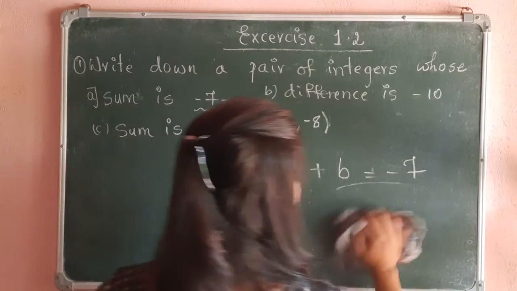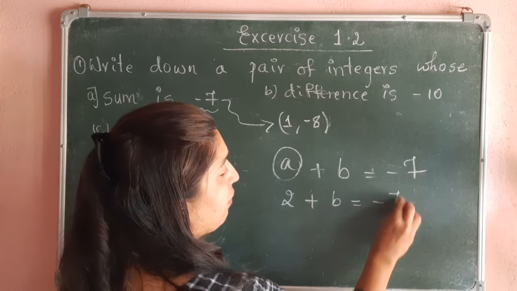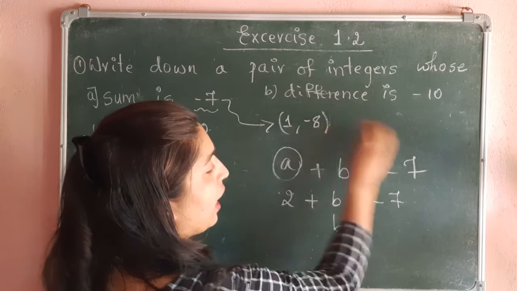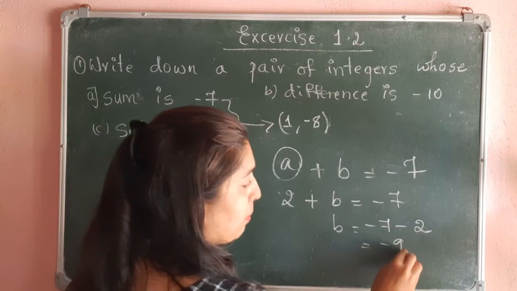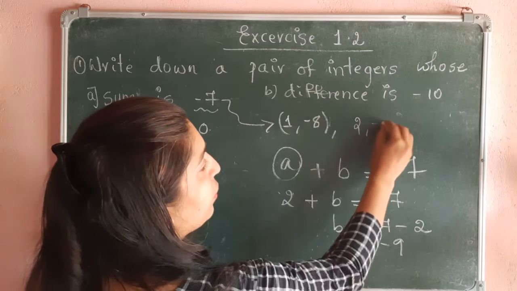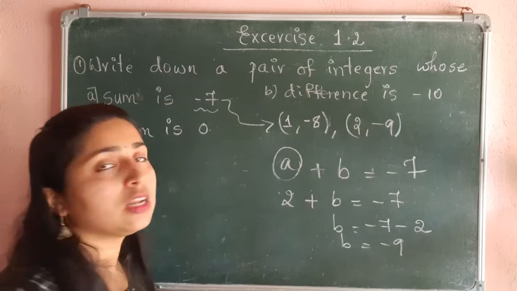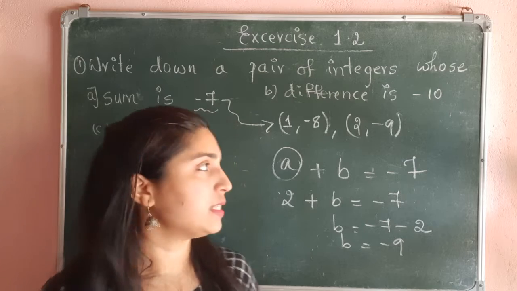Similarly, we can consider 2 plus b is equal to minus 7. So if I am taking it to the RHS, it becomes minus 2. So this is minus 9. So 2 and minus 9. 2 plus minus 9, that will be giving you minus 7.